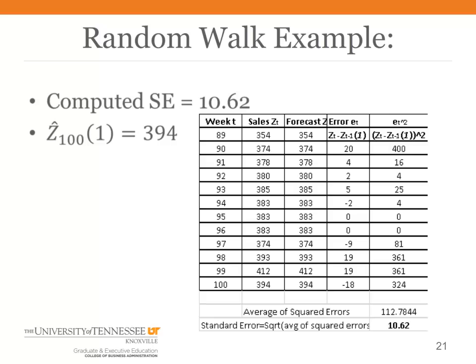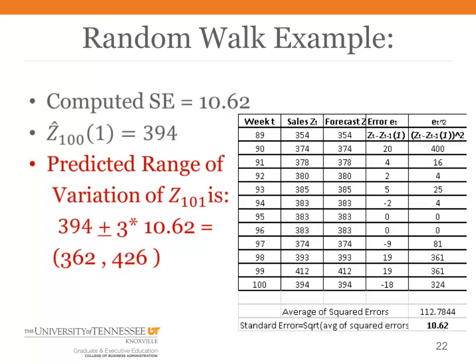With our random walk example, let's pretend that we're now in time period 100 and we want to predict one period into the future. In other words, we're going to predict what's going to happen in time period 101. So the forecast is just the most recently observed value, that's 394, and we've already computed the standard error of 10.62. And that allows us to make a prediction as to the range of variation of numbers that we could see in time period 101.